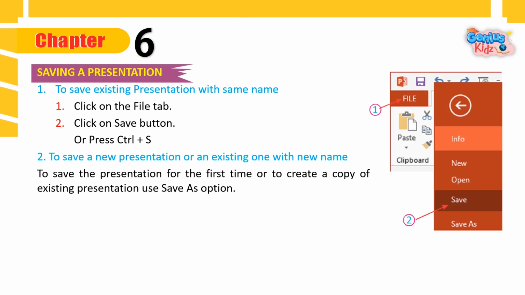Saving a presentation. 1. To save an existing presentation with the same name: 1. Click on the File tab. 2. Click on the Save button. Or press Ctrl plus S. 2. To save a new presentation or an existing one with a new name. To save the presentation for the first time or to create a copy of an existing presentation, use the Save As option.